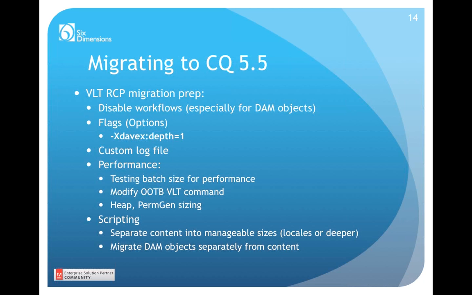Performance. One thing during the initial phases is it's great to test for performance. Now, there's two flags, batch size and throttling. The batch size is out of the box configured for 1024. Every 1024 nodes read from the source repository, it then saves into and writes to the destination repository.